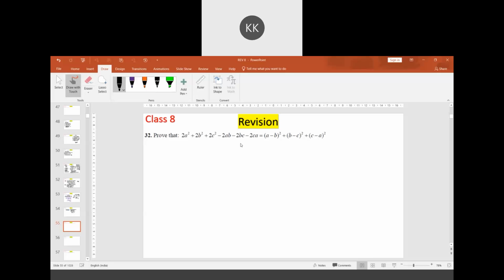There are two ways to do that. The first method is take left hand side, show that it is equal to right hand side. Else you can take right hand side, then prove that it is equal to left hand side. I would like to take left hand side. In the left hand side we have 2a square plus 2b square plus 2c square minus 2ab minus 2bc minus 2ca. What can be done here?